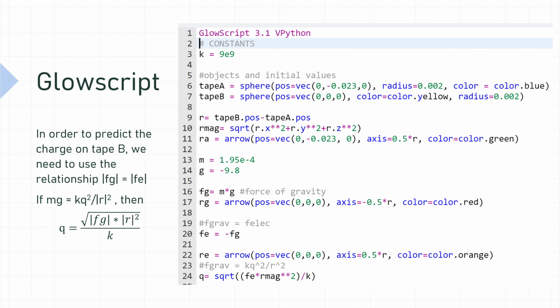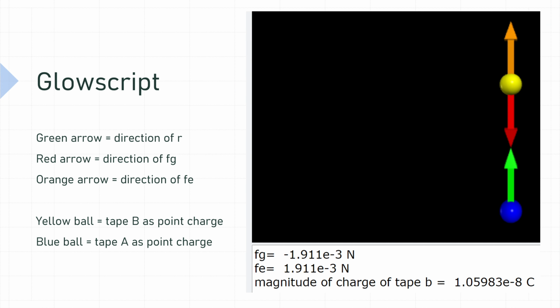This is my GlowScript. In order to predict the charge on tape B, we need to use the relationship that the magnitude of the force of gravity is equal to the magnitude of the electric force. This is the equation that I came up with when you assume that the magnitudes of these are equal. Something to note in my GlowScript, because the force of gravity and the electric force are opposite, you need to show that the signs are opposite. So while the magnitudes are the same, the electric force is equal to the negative force of gravity. So we are able to calculate our charge in this model.